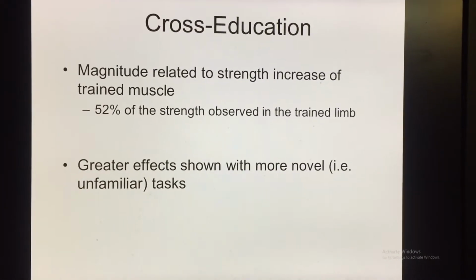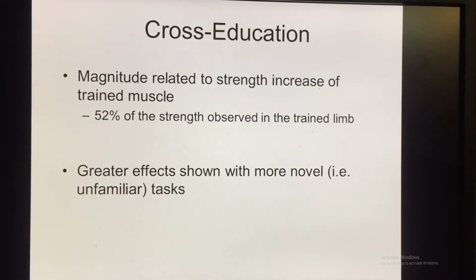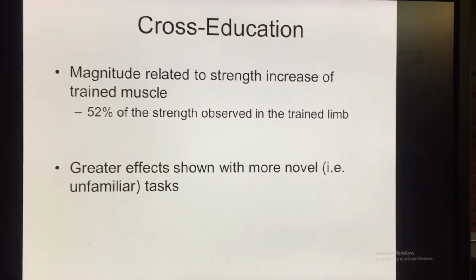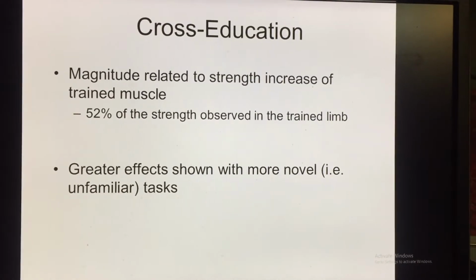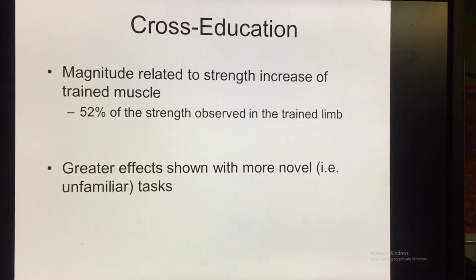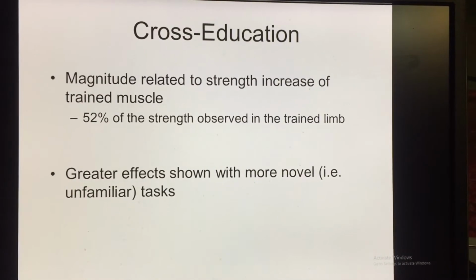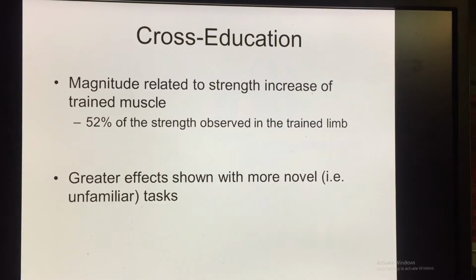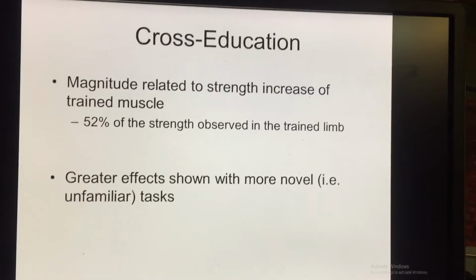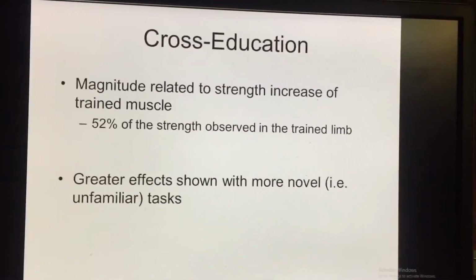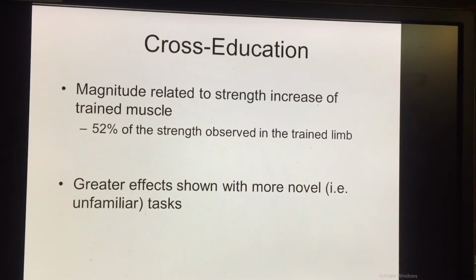The magnitude of the strength increase in the untrained limb is proportional to the strength increase in the trained limb. So the more you have a strength increase in the trained limb, the more you'll have a strength increase in the untrained limb. And as I mentioned on the previous slide, it's about 50% of the strength of the trained limb. So the untrained limb will increase to about half the strength of the trained limb. And the cross-education effect is greater if the task that you're training with is more novel. So a more unfamiliar task will elicit a greater effect of this cross-education.